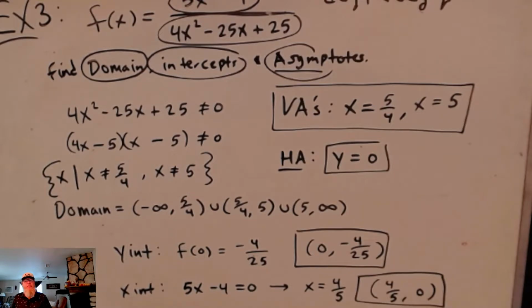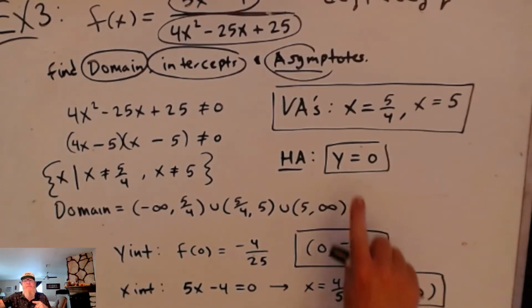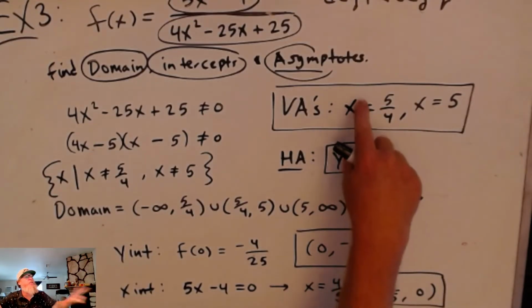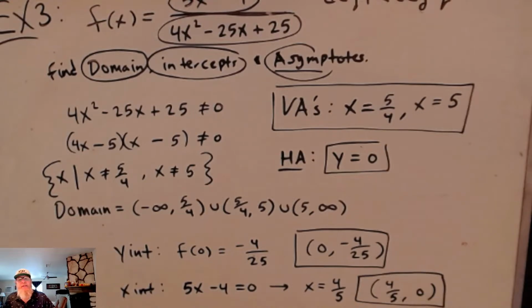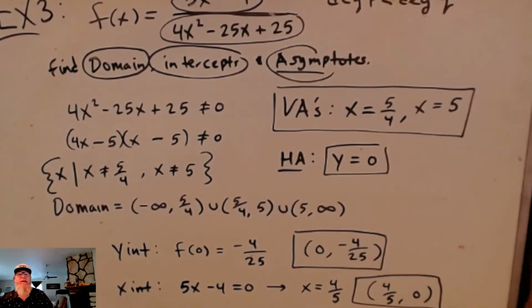All right, and that summarizes it. We have the x-intercept. There's only 1. We got the y-intercept. We got a horizontal asymptote, and we have 2 vertical asymptotes. I'm not going to bother graphing this one. The numbers are not very friendly numbers. Okay, moving right along.